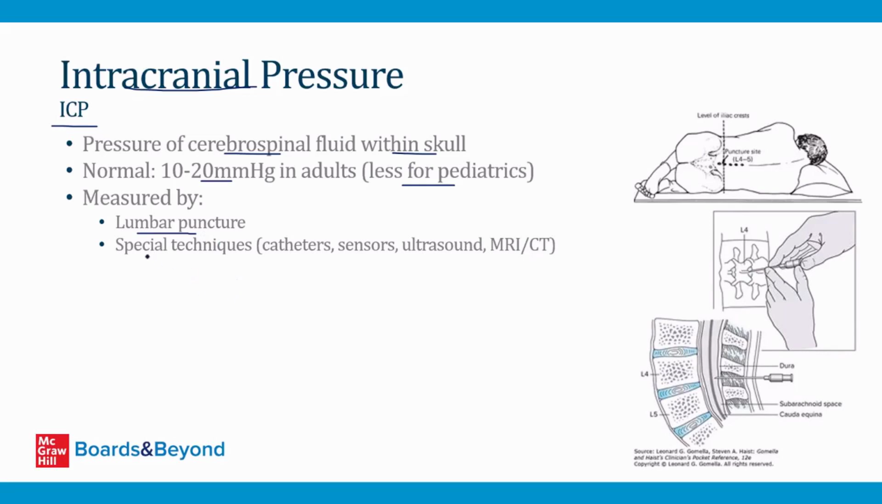There are also other special techniques that can be used to estimate the ICP, things like catheters that can be inserted into the spinal canal. There are various sensors. There are also some techniques by ultrasound, MRI, and CT to get an estimate of the intracranial pressure. The lumbar puncture is probably the one you want to be super familiar with. This is the common way to directly measure the pressure of the CSF in the spinal canal, which is transmitted up to the brain because the spinal canal is in communication with the ventricles. So when you measure that pressure by lumbar puncture in the spinal canal, you're measuring the pressure inside the skull.